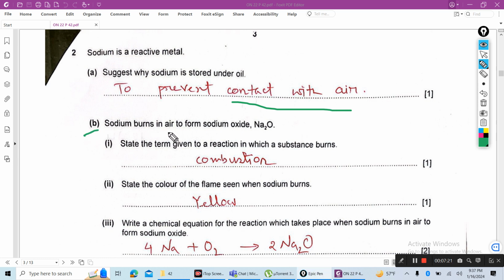Sodium burned in air to form sodium oxide. State the term given to a reaction in which a substance is burned. Combustion reaction. Sodium is combusted with oxygen to form sodium oxide. This type of reaction is known as a combustion reaction. 2. State the color of flame seen when sodium burns. Yellow. When sodium burns, a yellow flame is observed.